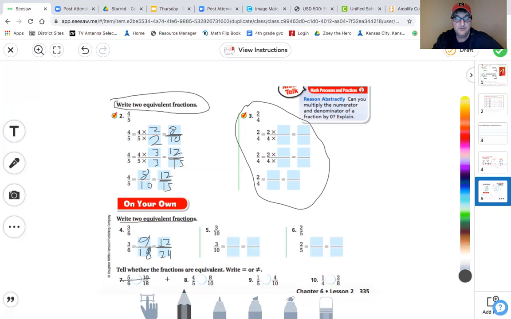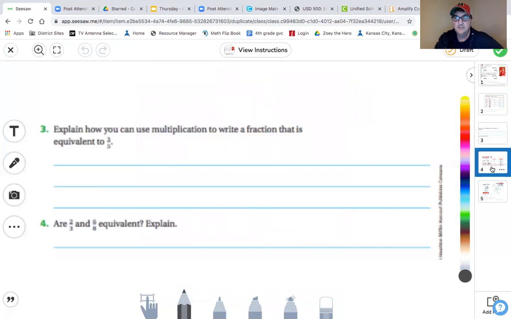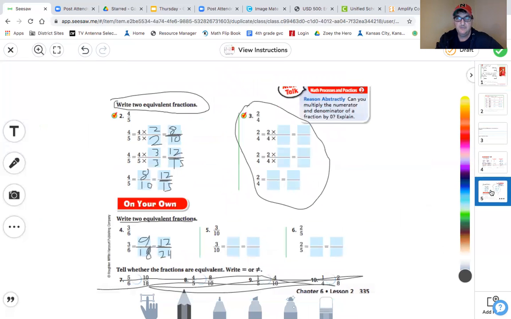Take your best shot. Don't worry about doing this down here. Okay? Don't bother with that. So don't worry about this page or this page or this page. This page we looked at together, right? So try this page. Do your best on it. See what you can do.